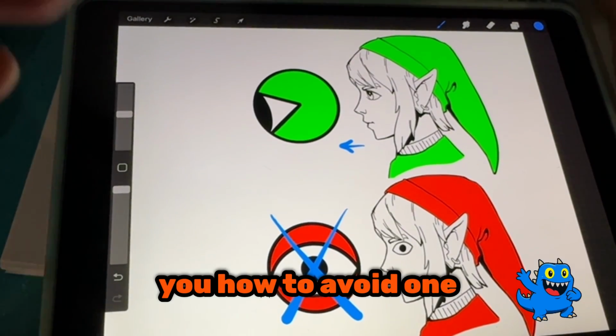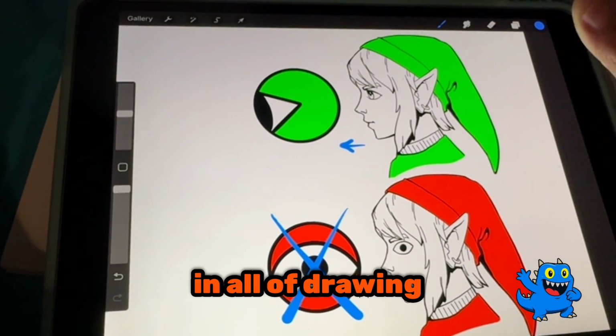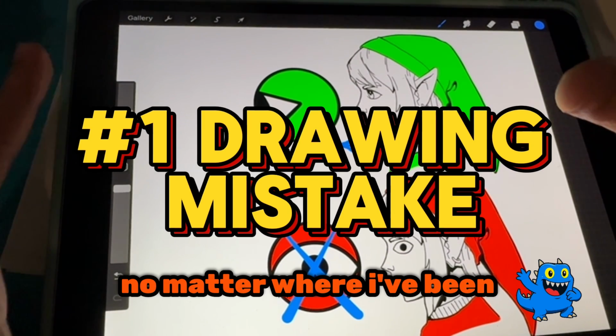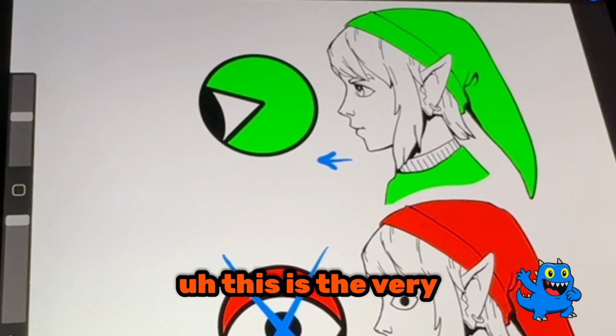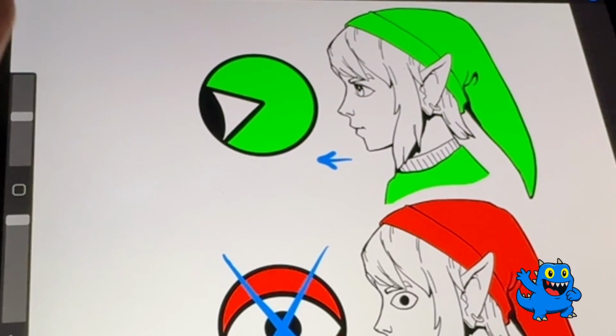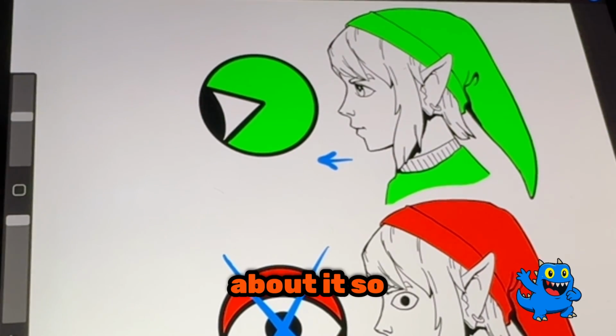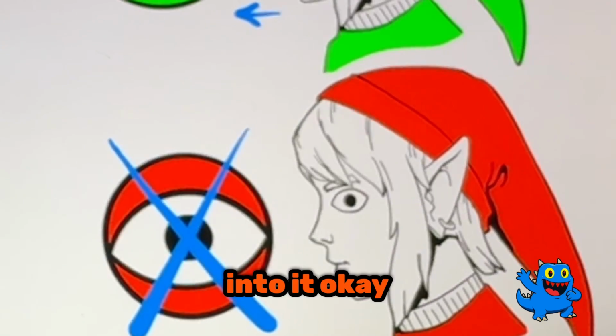Okay, I'm going to show you how to avoid one of the most common mistakes in all of drawing. No matter who I've taught, no matter where I've been, this is the very first thing that everybody gets wrong, and I kind of wanted to talk to you about it. So let's get into it, okay?